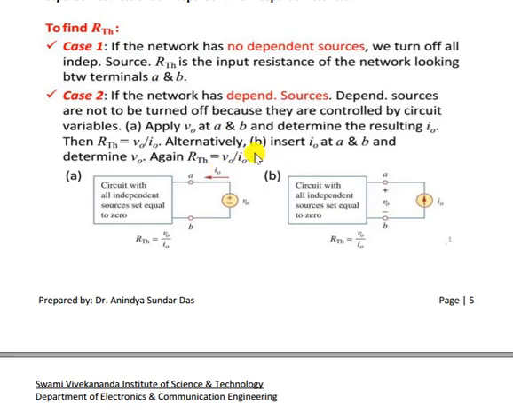Now if the network has dependent source, what will happen? Dependent sources cannot be turned off because they are controlled by circuit variables. For that, this is one of the methods. There is another method that I will explain later. What we have to do is we can connect a voltage source V0 across the AB point, across the load resistance.